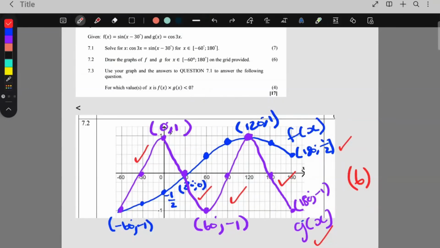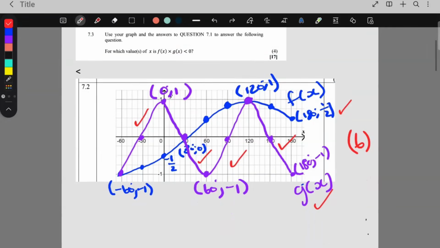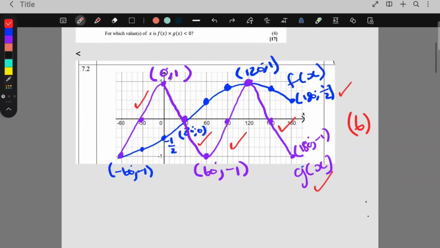7.3 says, use the graph and the answers in 7.1, so that general solution, to answer the following questions. Where is f of x times g of x less than 0? Okay, f of x times g of x less than 0.